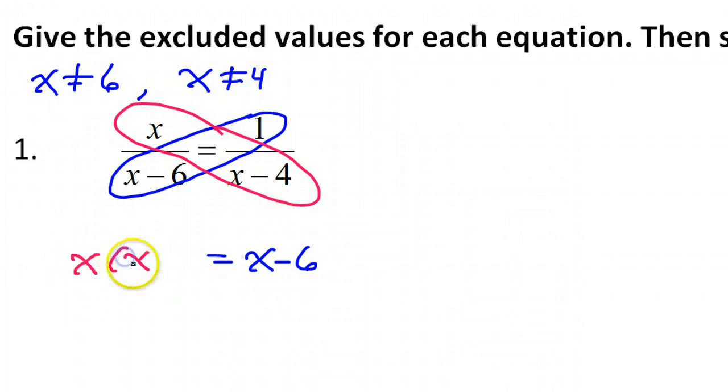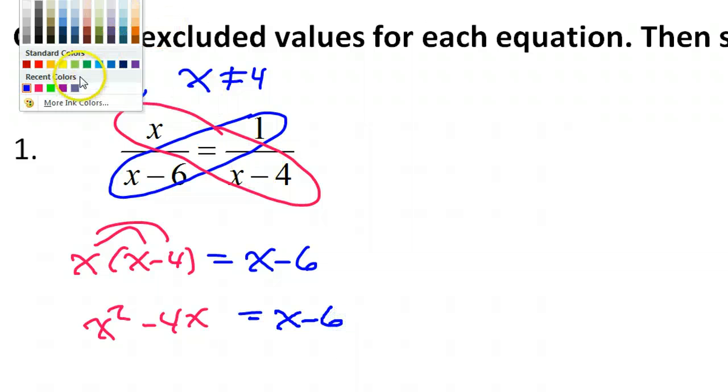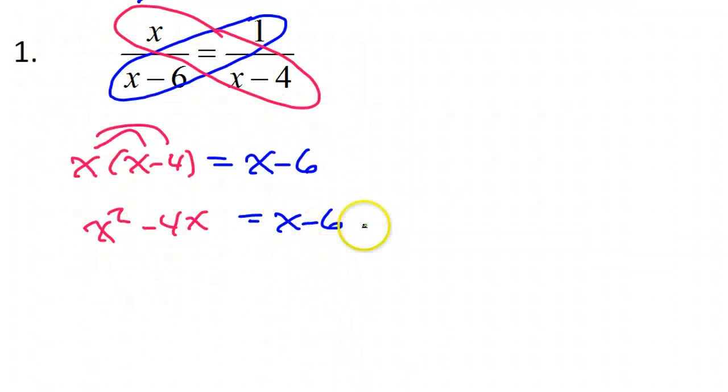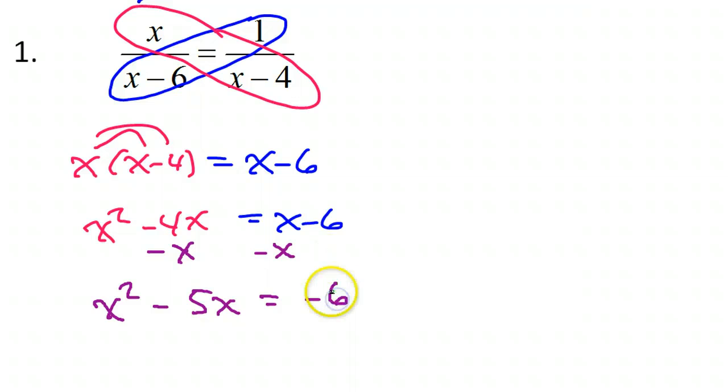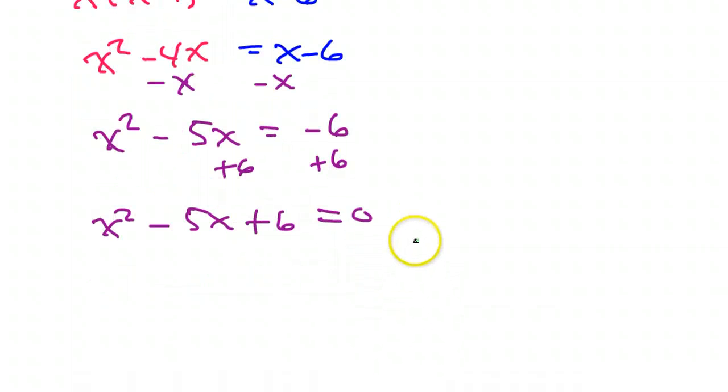Let me go ahead and write it down for a second. We will have to do the distributive property. So that's going to give us x squared minus 4x is equal to x minus 6. Alright, let's get everything on one side. So I could subtract x from both sides, and that's going to give me x squared minus 5x is equal to negative 6. But then I would want to add 6 to both sides. So that'll give me x squared minus 5x plus 6 is equal to 0.